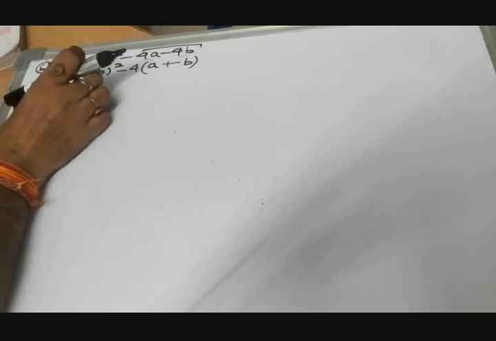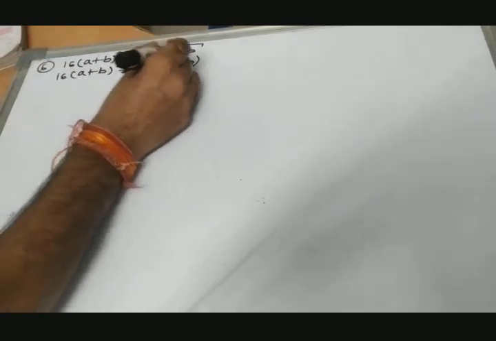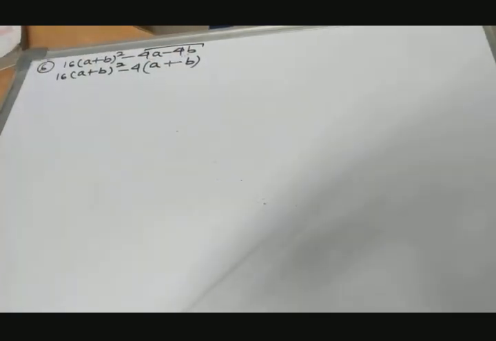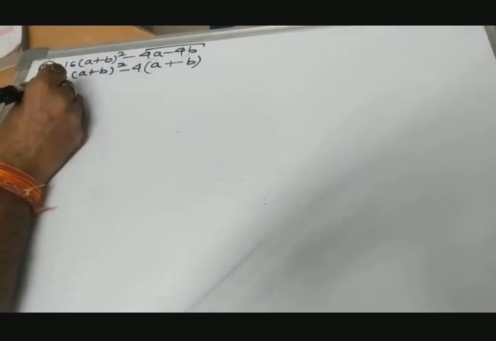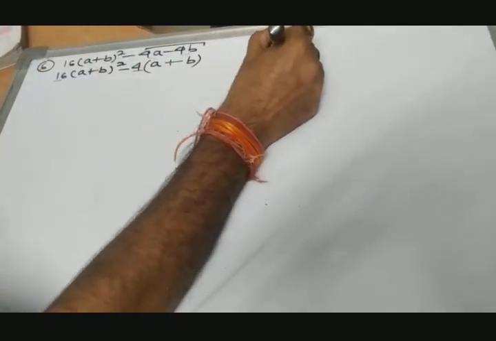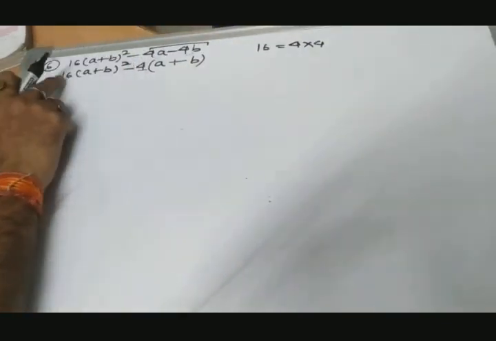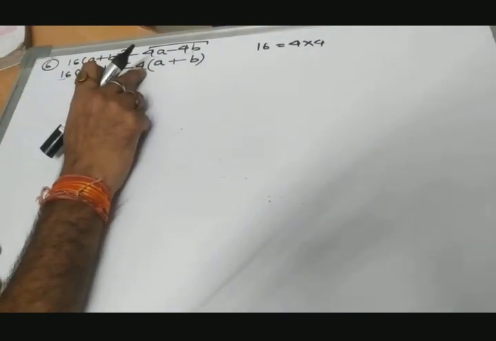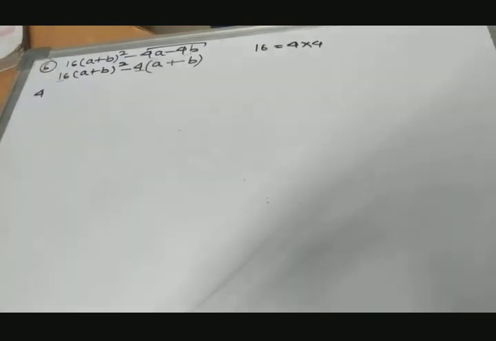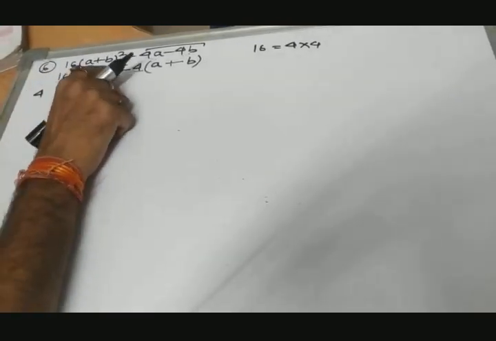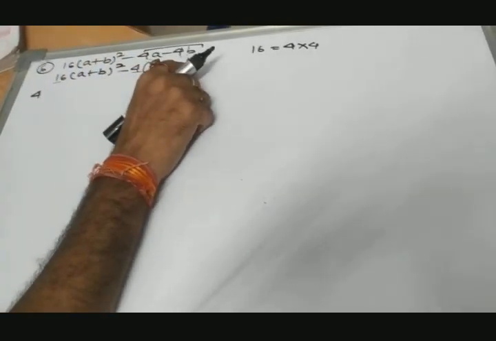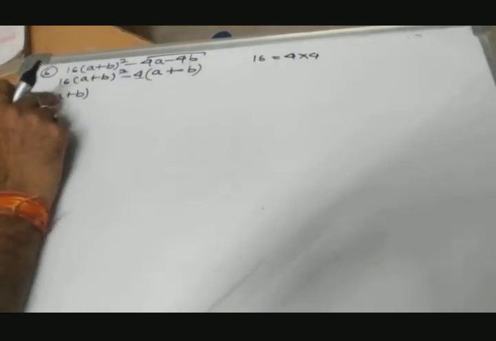Now we see that the question converts from 3 terms to 2 terms. Our first term also contains 16 and second term also contains 4. 16 may be written as 4 into 4. So 16 also contains 4. Yani first term also contains 4 and second also contains 4. So 4 taken as the common. First term contains a plus b power 2 and second also contains a plus b. So we have to take a plus b as common. Now we will divide by 4 times a plus b.